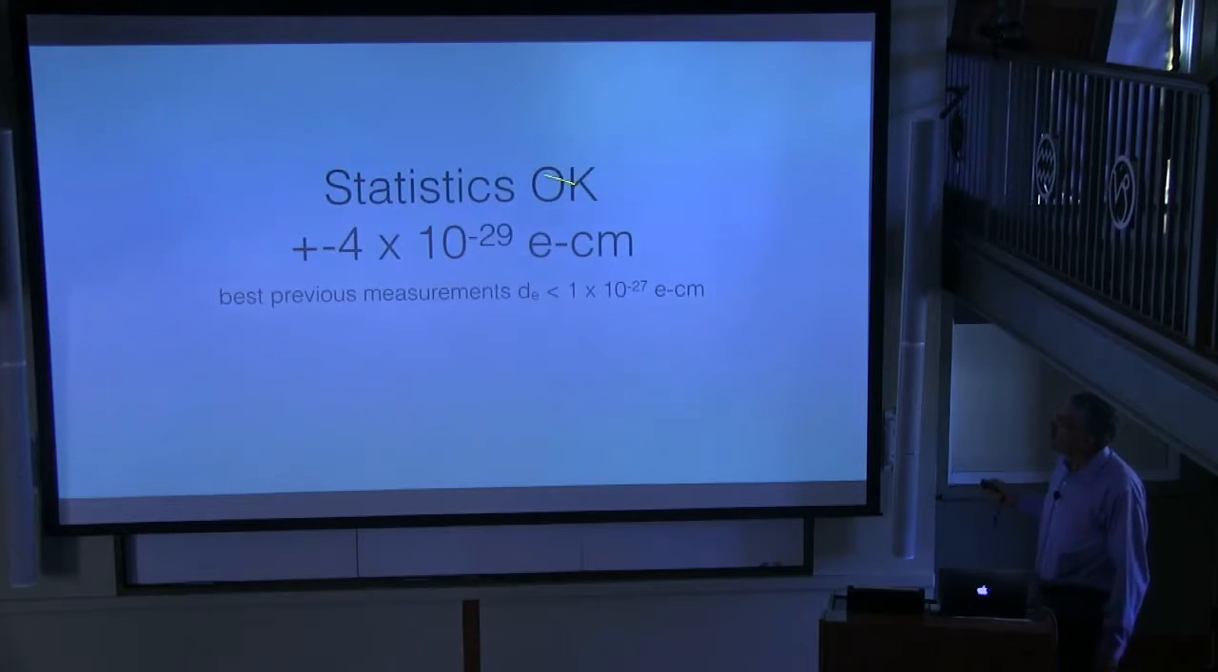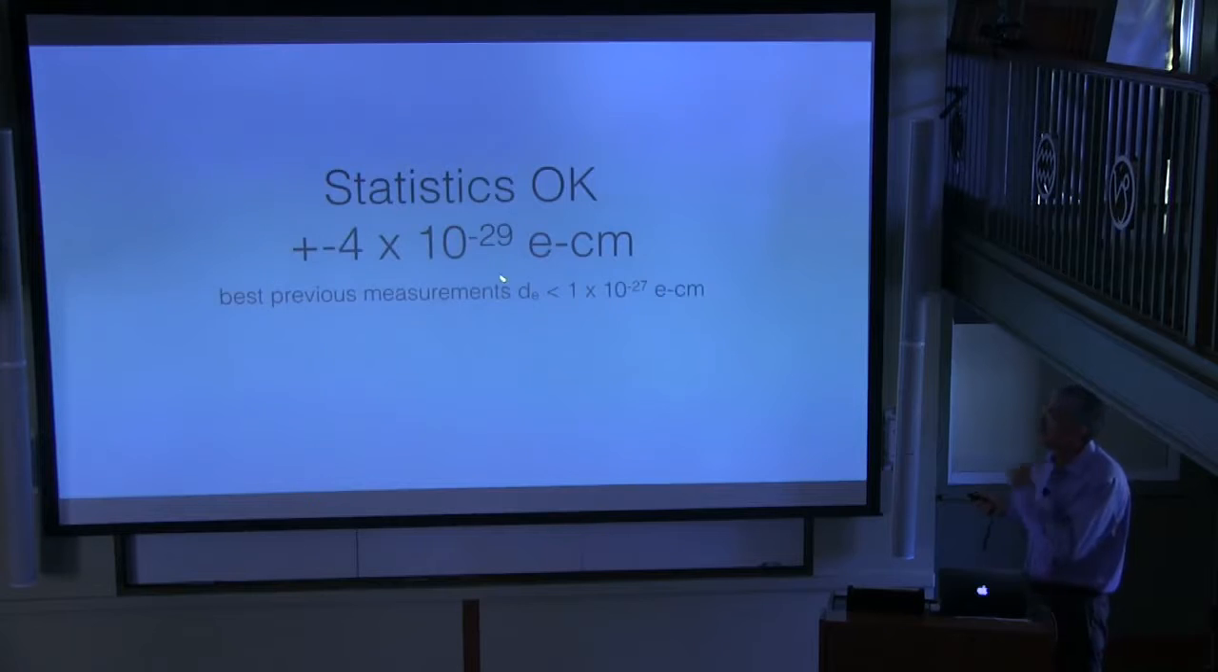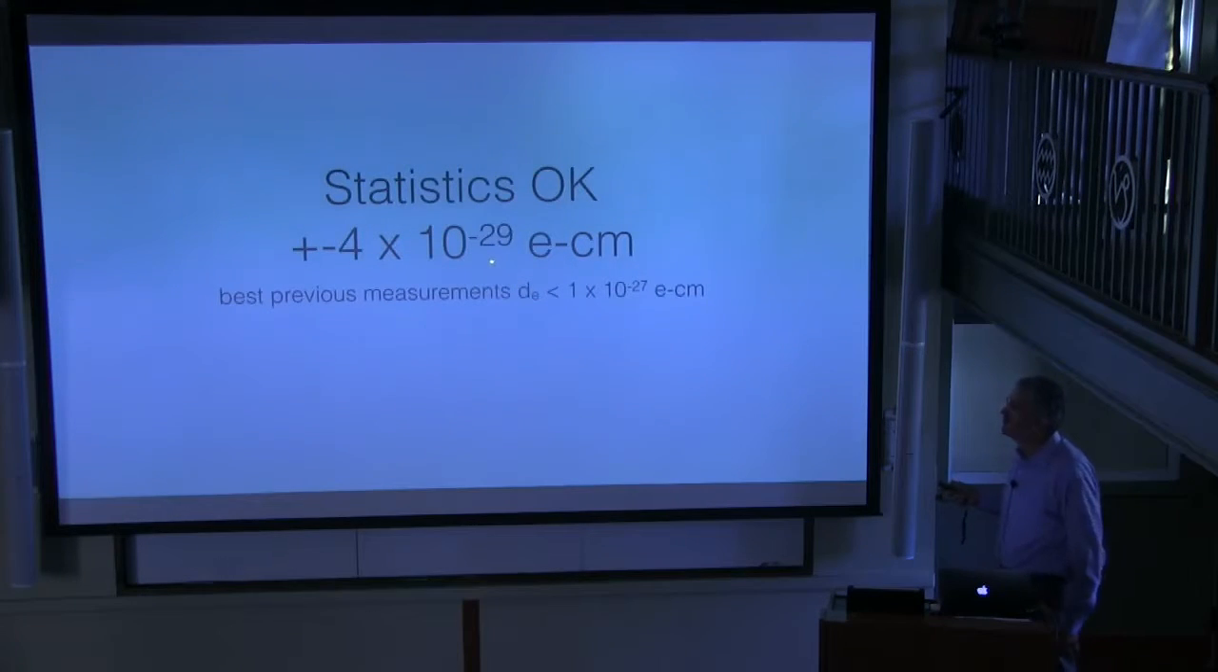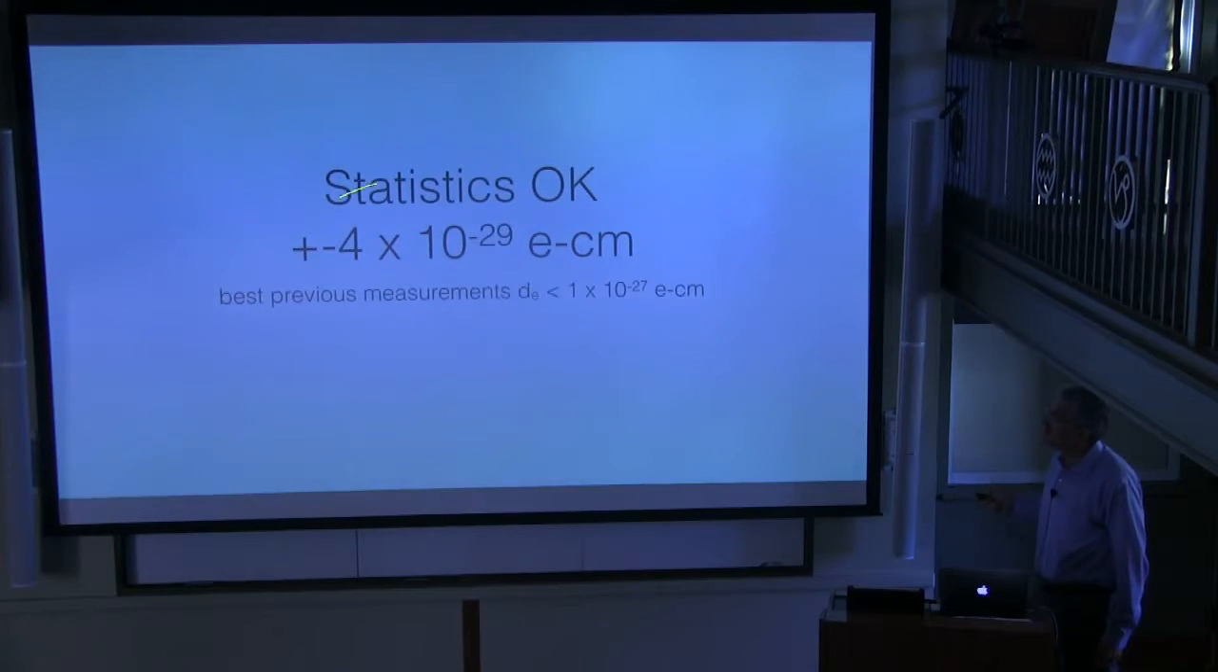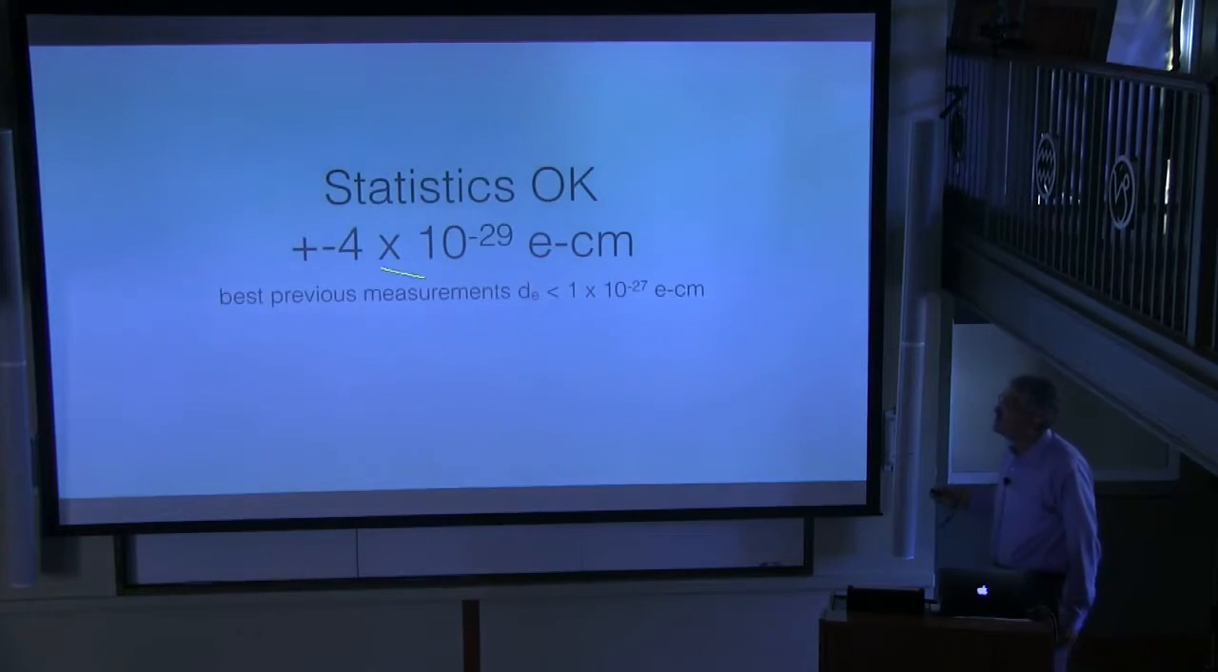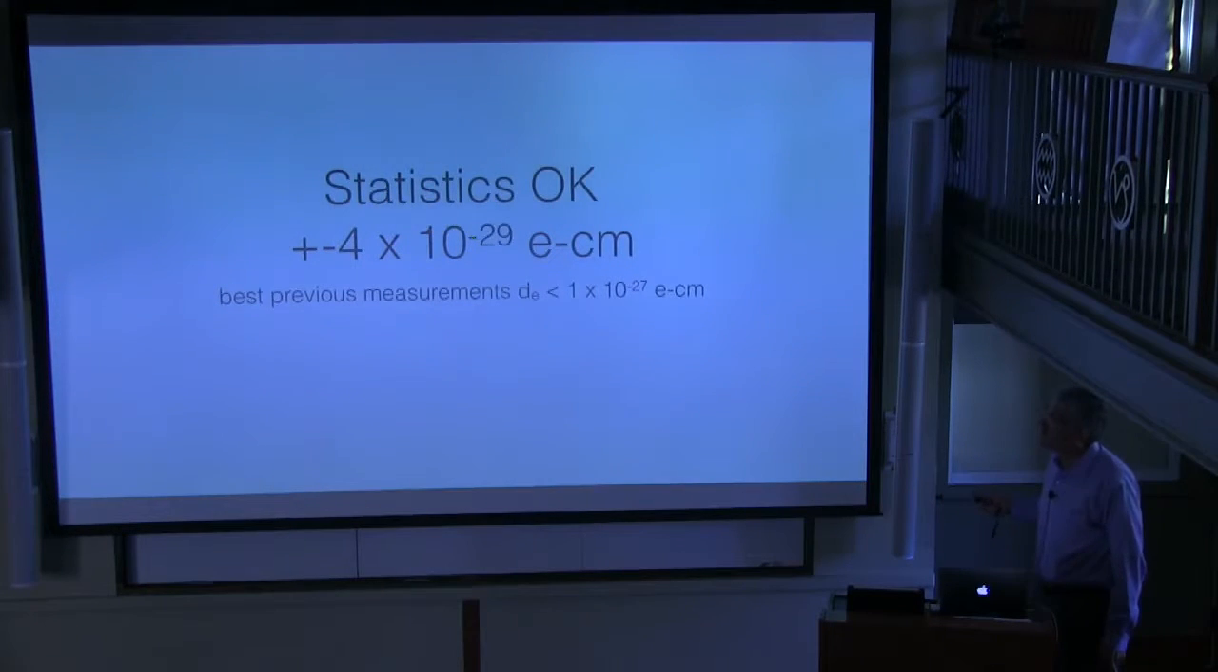So as far as doing this experiment, our first version of the experiment, which we call ACME 1, I'll be telling you about that result in just a few minutes, our statistics were good. The previous measurement was a limit of 1 times 10 to the minus 27, and the statistical limit that we got before we unblinded was something on the order of 4 times 10 to the minus 29, so that looked quite good.